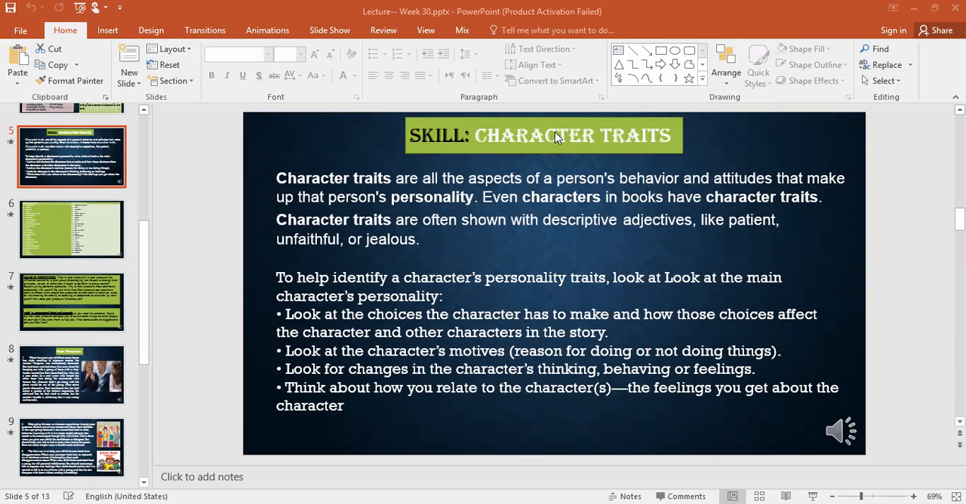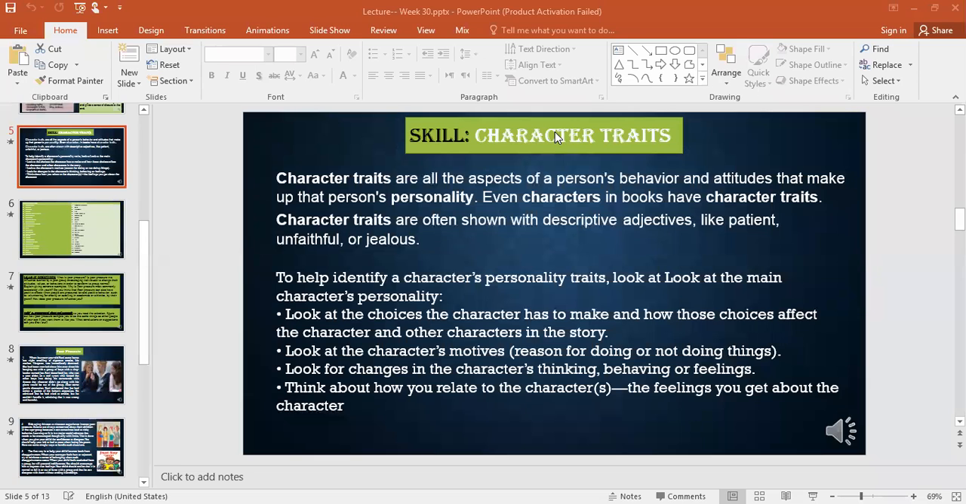I can see, for example, that Ali's hair is black. I can see this. But if I said Ali is an adventurous guy, can I see this on his face, or do I see this through his behavior? Through his behavior, miss. So this is the difference between character traits and the outer appearance of a person.